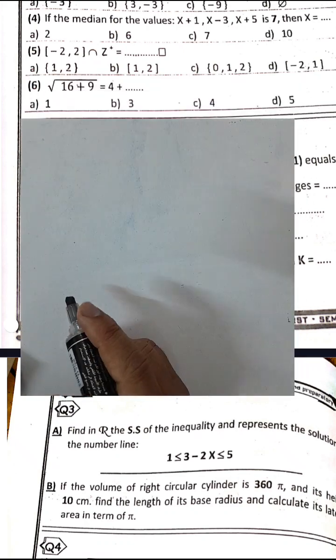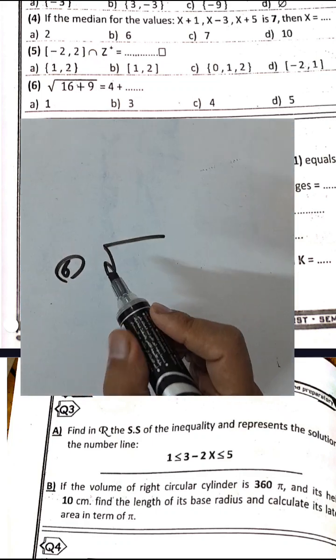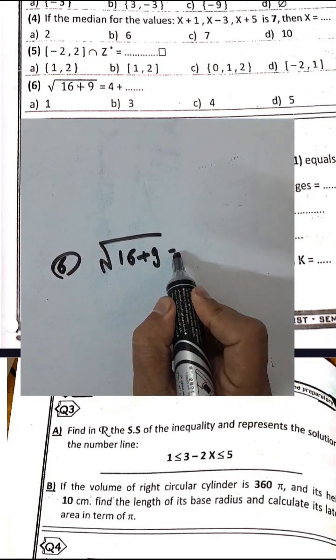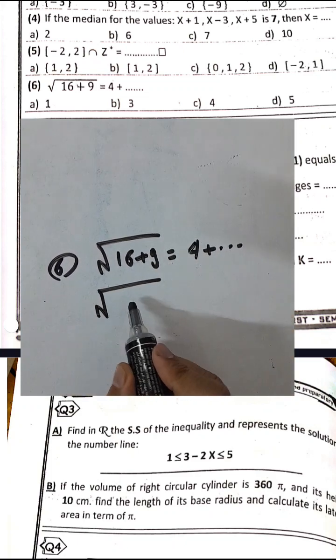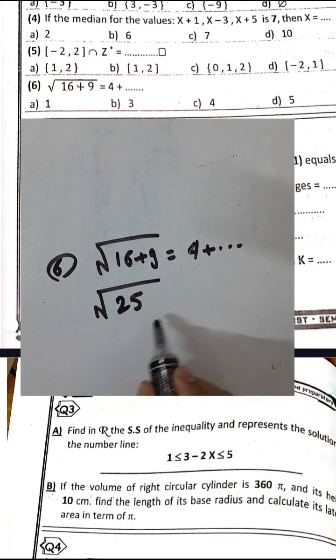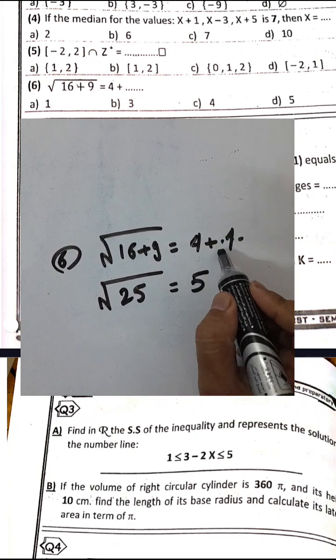Question 6. Square root of 16 plus 9 equals 4 plus what? Square root of 16 plus 9 equals 25. Square root of 25 will be 5. 5 equals 1 plus 4.